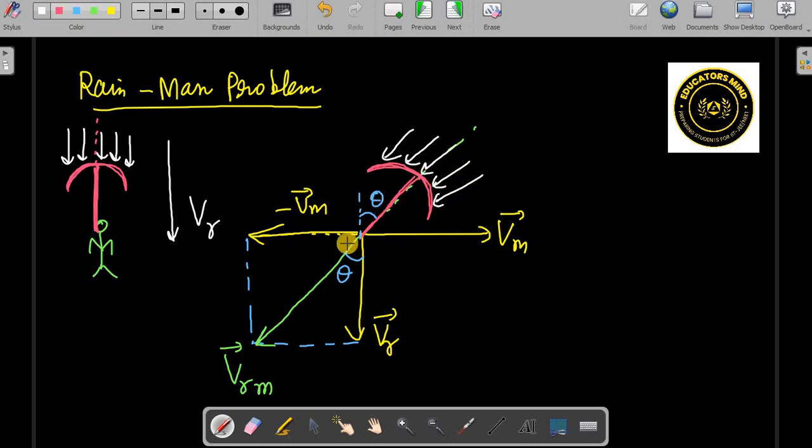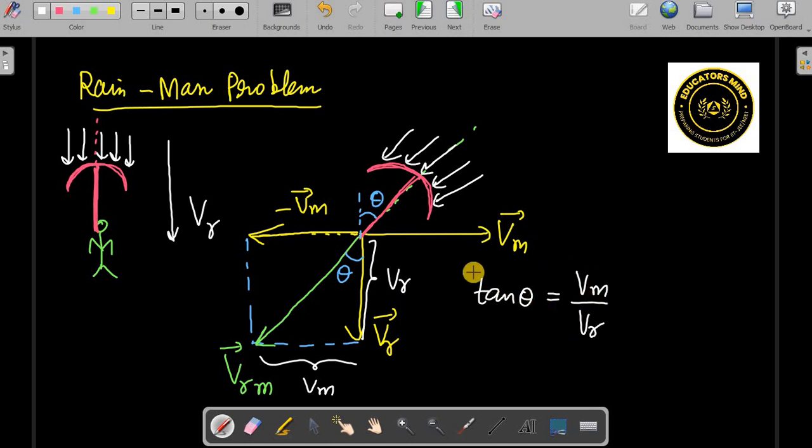So how do we calculate this angle? Very easy. Tan theta, from here we calculate. This is nothing but V m, the magnitude is V m only, and this is V r magnitude. So tan theta is V m by V r, and you get the angle theta from here. This is quite easy, so you can solve any type of question in this rain man problem.